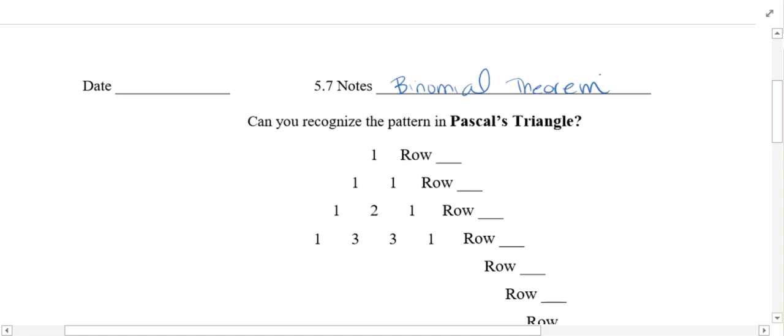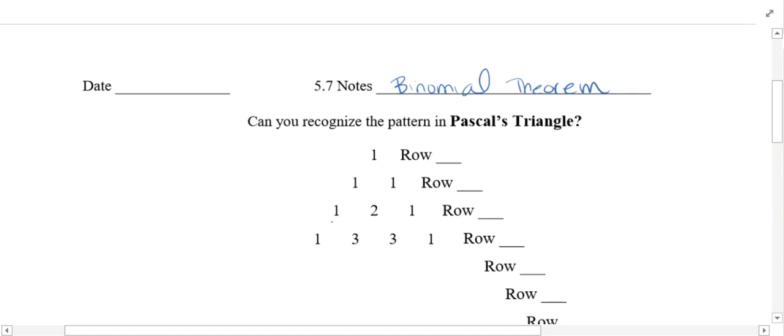And what we're going to start with is something called a pattern, and specifically the name of it is called Pascal's triangle. So it's basically just a pattern. We're going to set up this triangle, and if you look at the pattern, the numbers right above it is what it sums to.